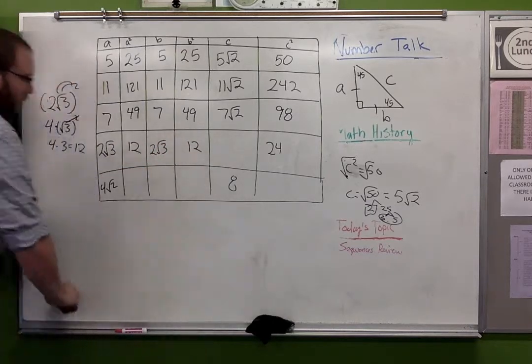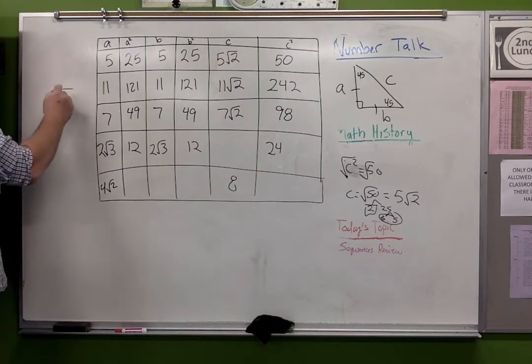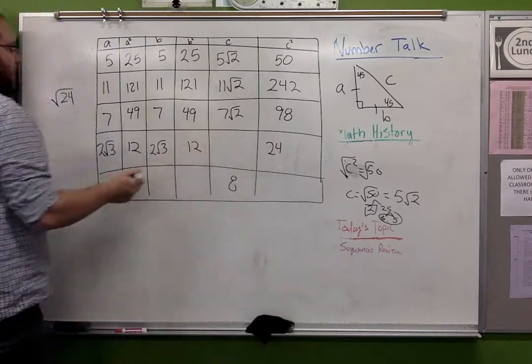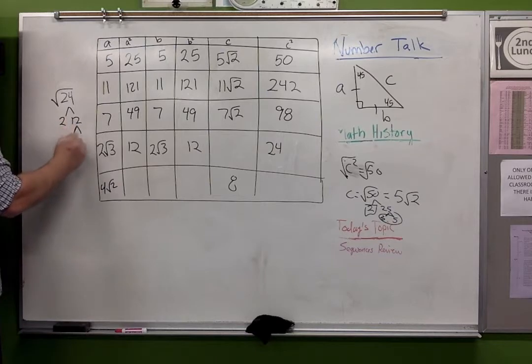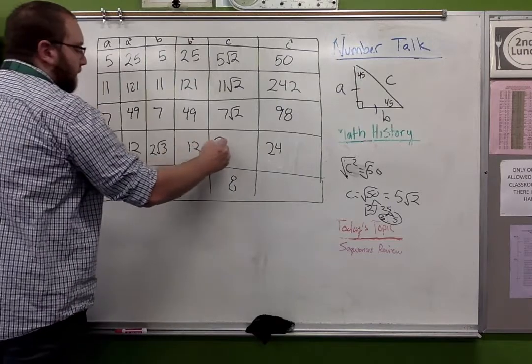Now we take the square root of 24. Square root of 24 to find C, right? C squared is 24. Take the square root to find C. 2 and 12. 2 and 6. 2 and 3. There's a group of 2 of the same numbers. A 2 and a 3 are left over. So 1, 2 comes outside, and 2 and a 3 left over inside. So 2 square root of 6.